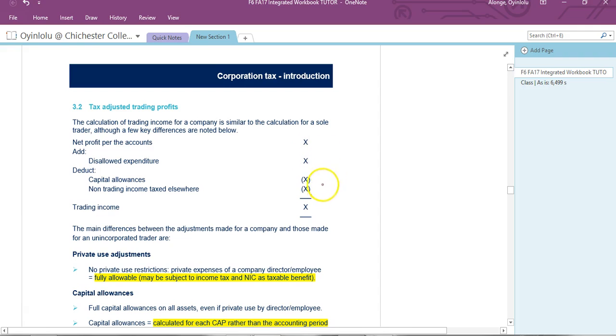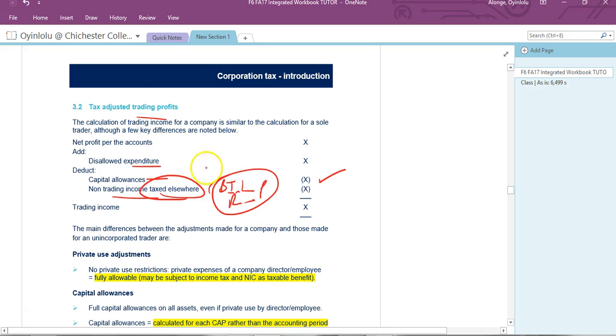So I think we were quite happy with this idea of capital allowances deducting them. As usual, nothing dissimilar to the individual, the sole trader: we always add back disallowed expenditures and deduct capital allowances. We also deduct, for example, non-trading income that's taxed elsewhere. So we saw examples, especially with bank interest and rental income and property income. Then you have to, of course, adjust. We're going to tax them. It's just that we don't tax them within trading profits.